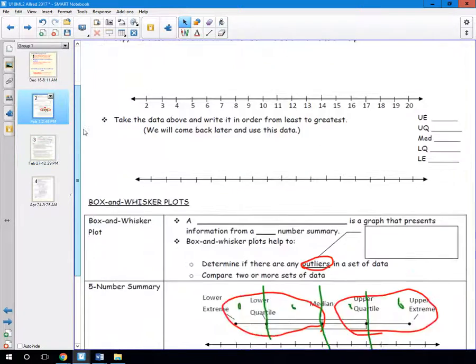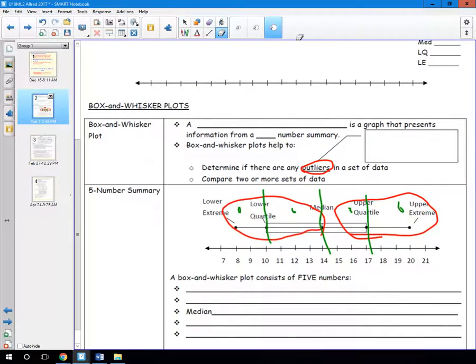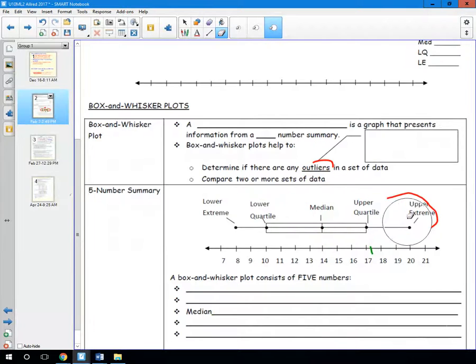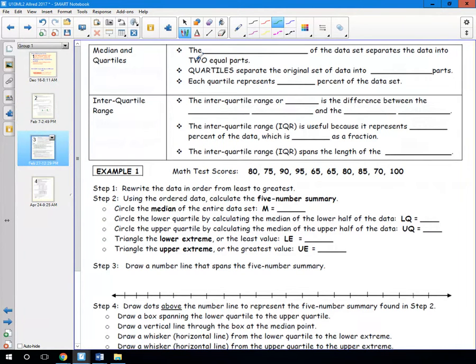So if I look back at this picture, let me erase all my scribble here. Okay, if I look at my box to find the interquartile range, I can say the upper quartile is at 17, the lower quartile is at 10. So what's the length of my box? 7. So my interquartile range would be 7.